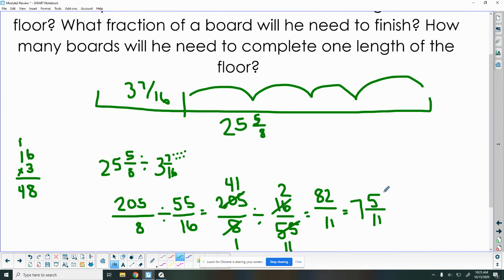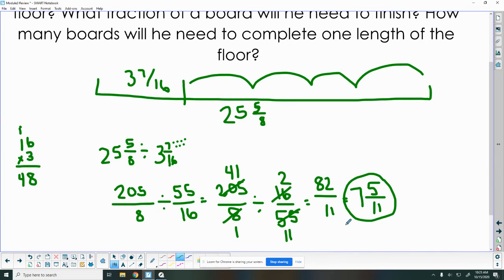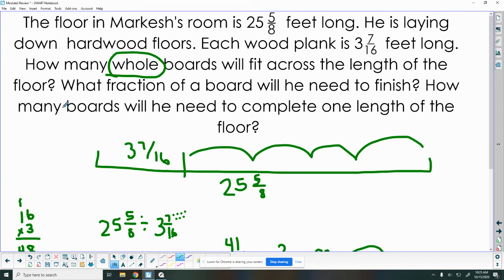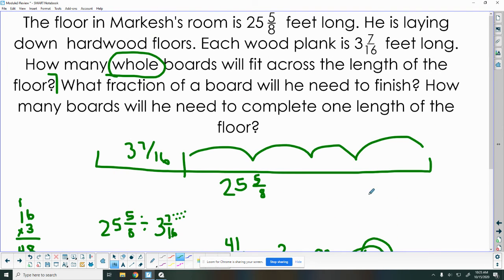So now let's come back. We have an answer here. Let's come back and answer our questions. So how many whole boards will fit across the length of the floor? So how many whole pieces do we have? 7. So they can fit 7 whole boards on the length of the floor. What fraction of a board will he need to finish? Well, he'll need 5/11ths of a board. How many boards will he need to complete one length of the floor?